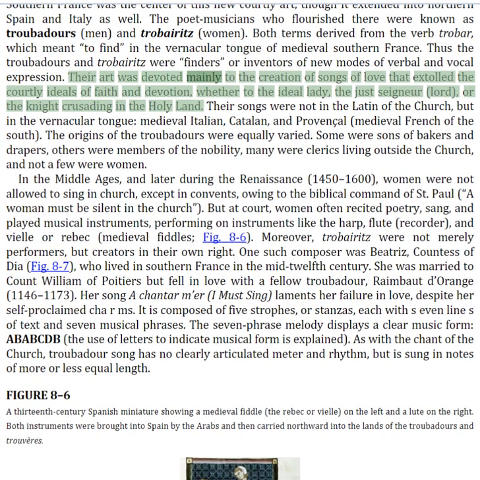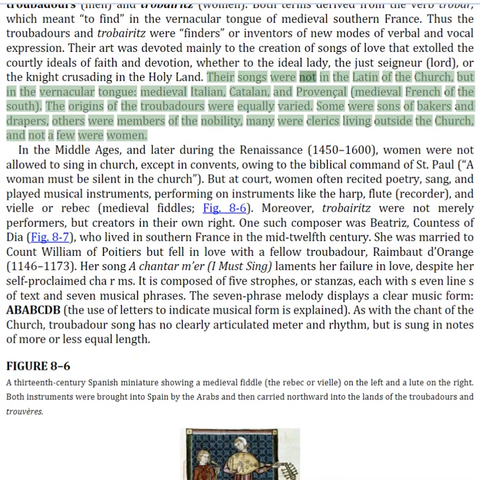Their art was devoted mainly to the creation of songs of love that extolled the courtly ideals of faith and devotion, whether to the ideal lady, the just seigneur, or the knight crusading in the Holy Land. Their songs were not in the Latin of the Church, but in the vernacular tongue: medieval Italian, Catalan, and Provençal. The origins of the troubadours were equally varied. Some were sons of bakers and drapers, others were members of the nobility, many were clerics living outside the church, and not a few were women.